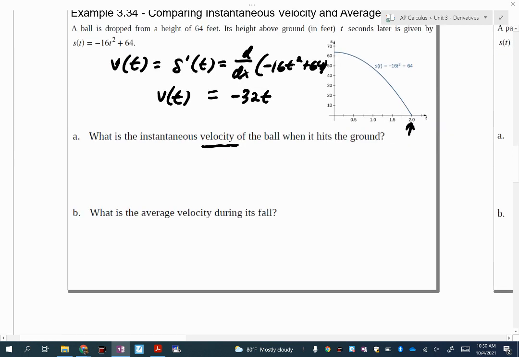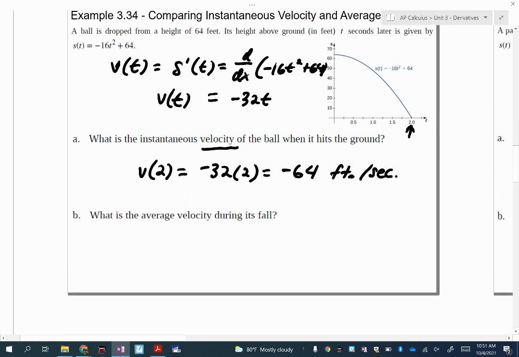So the instantaneous velocity when it hits the ground is going to be using that function and plugging in t being 2 seconds, all right? So negative 32 times 2 is going to be negative 64 feet per second. So that is the instantaneous velocity, or the velocity the moment it hits the ground after 2 seconds.